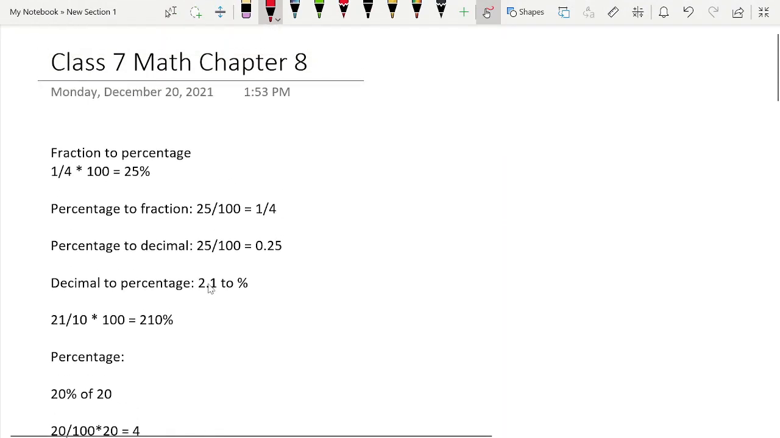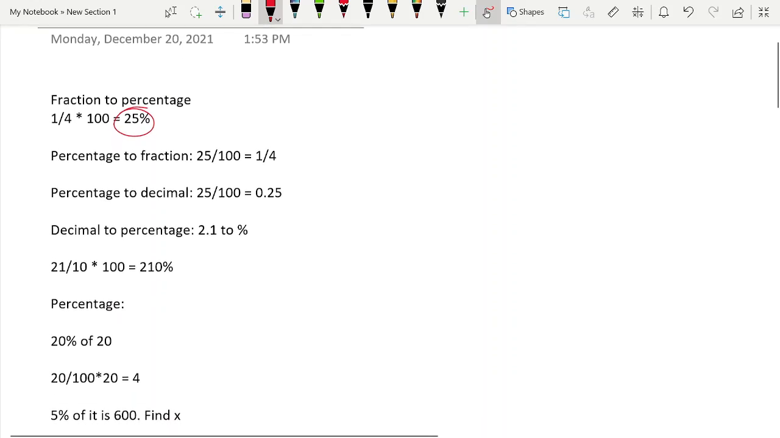Fraction to percentage. The name of this chapter was comparing quantities, but we're going to be exploring fraction to percentage. To make a fraction into a percentage, you just need to times it by 100, and then it will be the percentage that you want. Percentage to fraction will be putting a percentage, like 25, by 100 to make it a fraction, which is equal to 1 by 4.